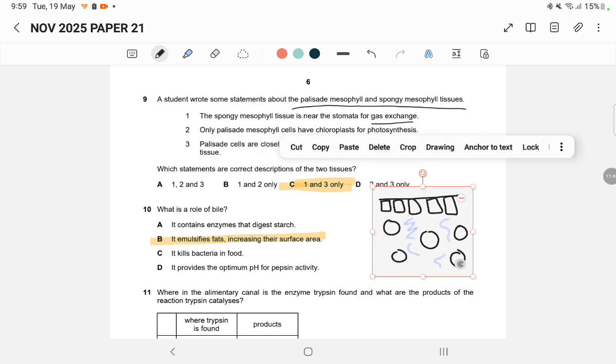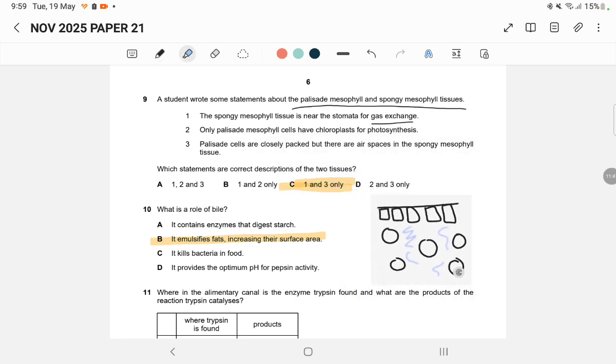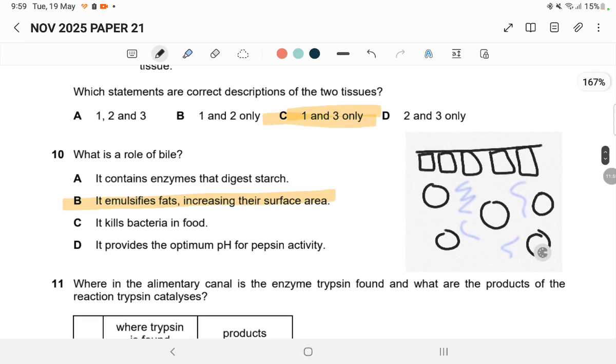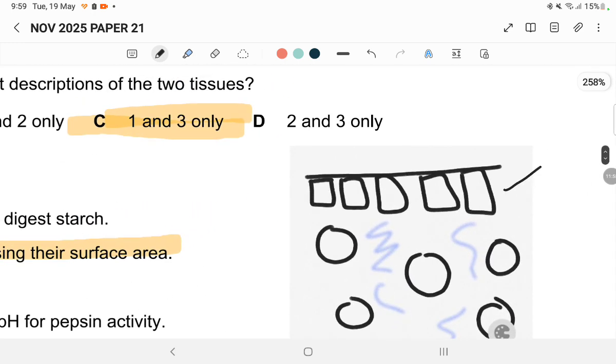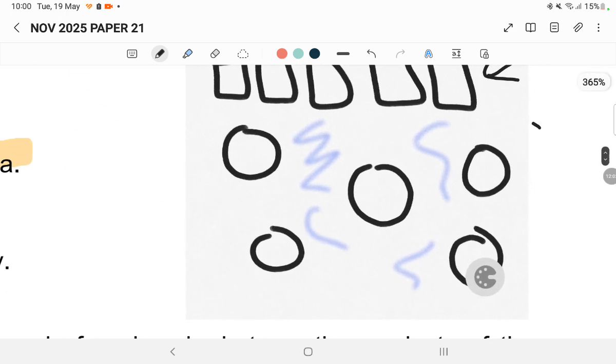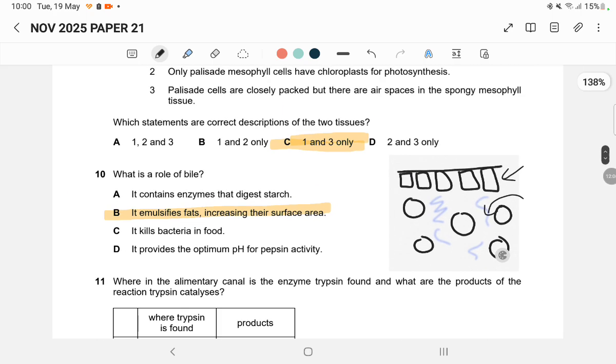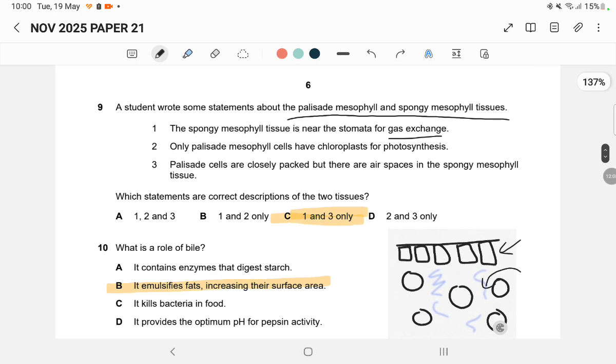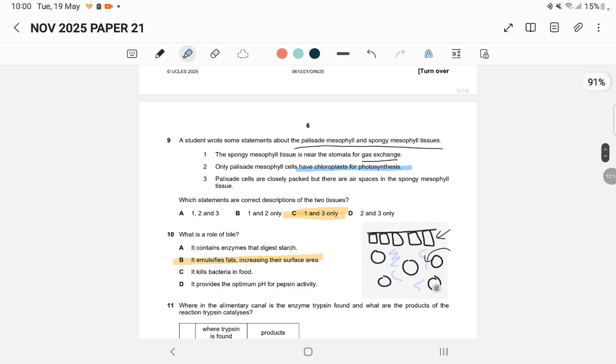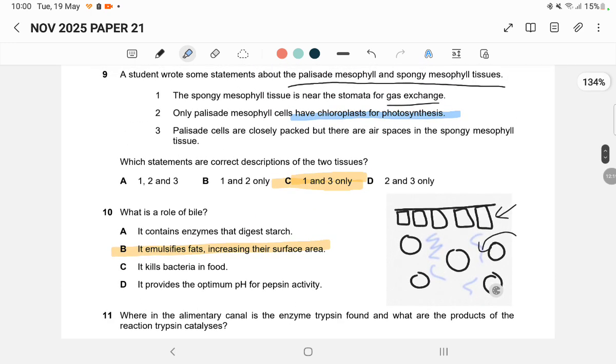Now here it's telling you the palisade cells are closely packed, but there are air spaces in the spongy mesophyll tissue. As you can see, I have illustrated it accurately. The palisade mesophyll cells are closely packed, but the spongy mesophyll cells have air spaces, which shows that statement 3 is right. You will tell me why statement 2 is incorrect, because statement 2 says only palisade mesophyll cells have chloroplasts for photosynthesis. Well, not only palisade mesophyll cells, because the guard cells, for your information, have chloroplasts to carry out photosynthesis.